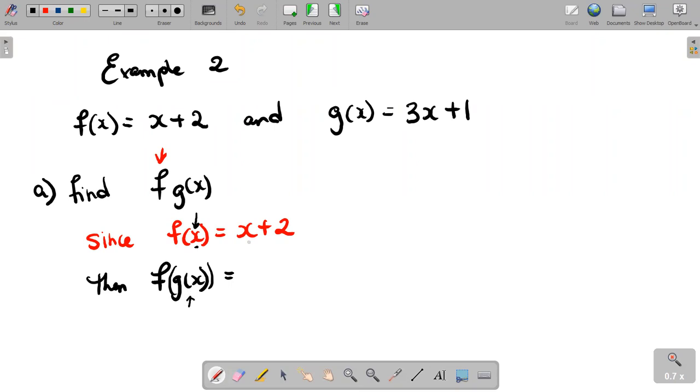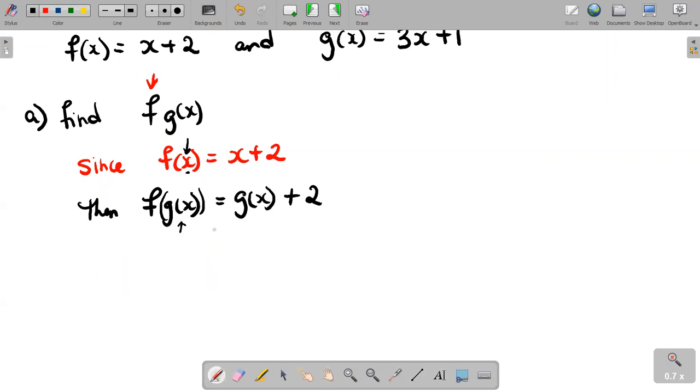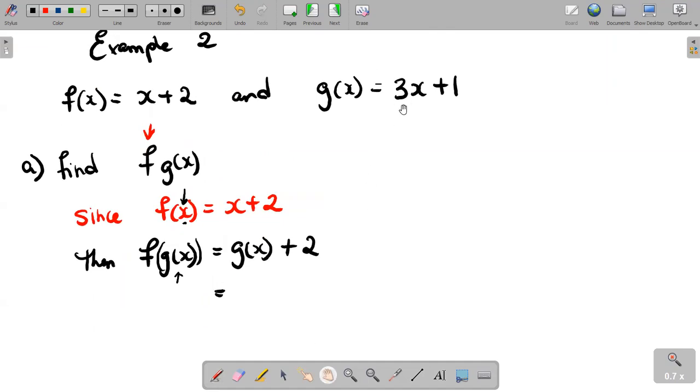So let's go. The first thing we see here is x. So instead of the x, what are we going to write? G of x. And what do we have left back? Plus 2. Right? So what is my next step now? My next step is to write what g of x means. What is g of x? If we go up here, g of x means what? 3x plus 1. So we're replacing what g of x means. So all we're going to write now is the meaning of g of x, which is 3x plus 1.